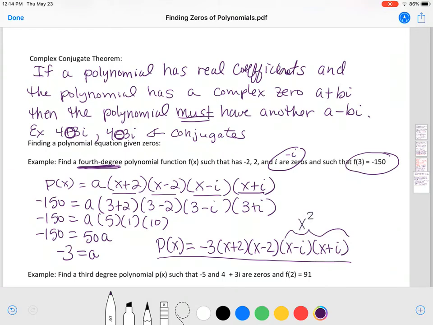So you would have to rewrite this as x squared plus 1. So if I take x times x, that gives me x squared. Because it's the difference of squares, the middle term cancels out. And then I get negative i times positive i. That gives me a negative i squared, which is equal to positive 1, which is where we get the x squared plus 1 from. So on XYZ, if this was a problem, you would actually want to write out your answer as negative 3 times x plus 2 times x minus 2 times x squared plus 1, because it doesn't have the i option on there for you to use.